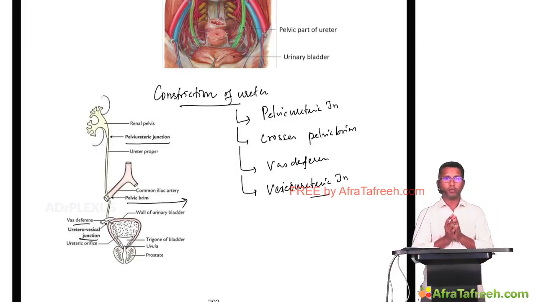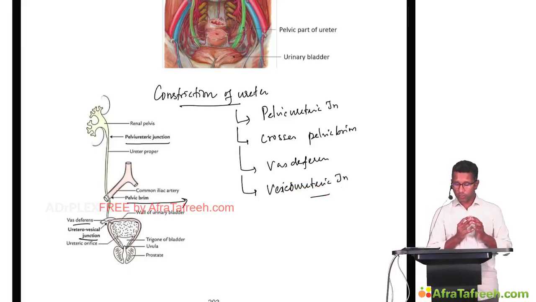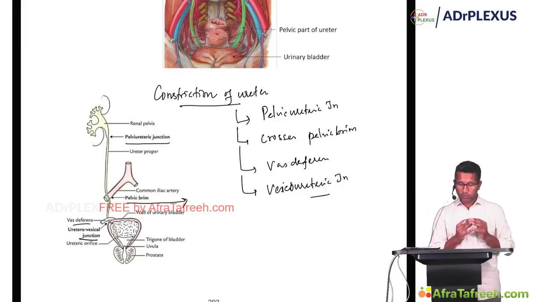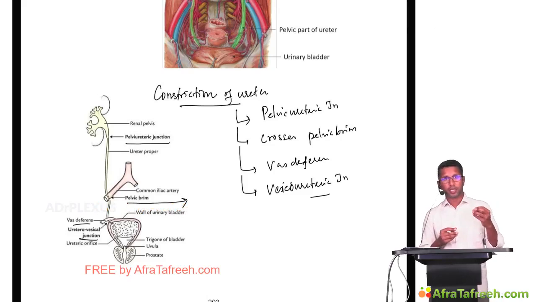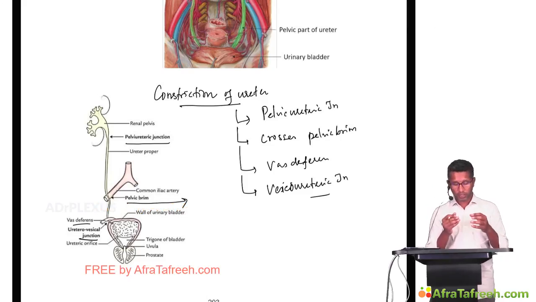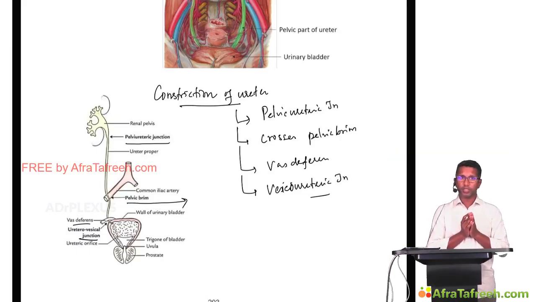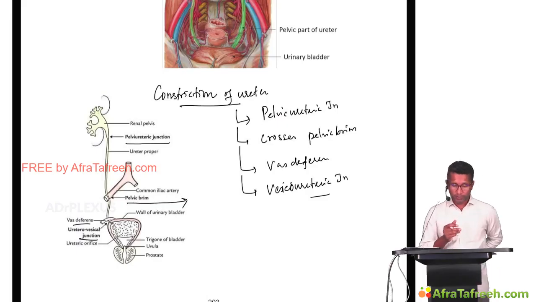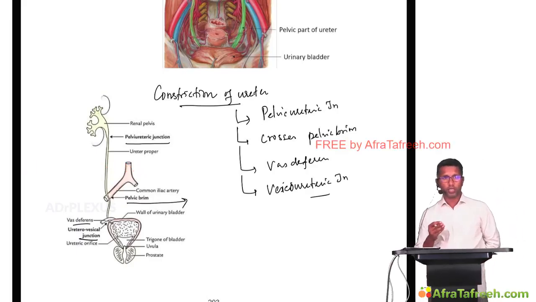But why do you want to worry about these constrictions? Because we all know that renal stones are very common. When renal stones are formed and come down the ureter, they can get locked in these constrictions. When a stone is not able to pass down, it causes severe pain, called ureteric colic. The pain radiates from the loin to the groin region.